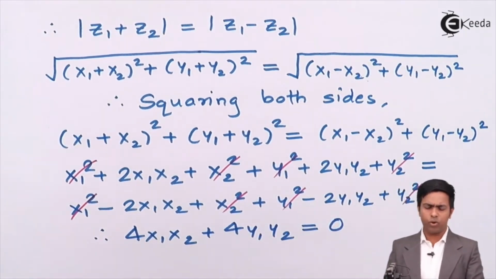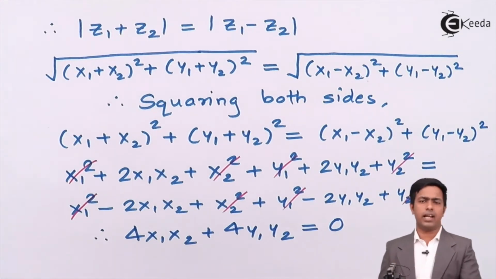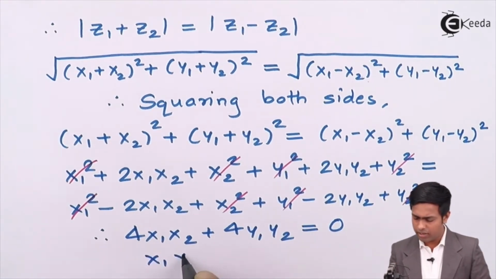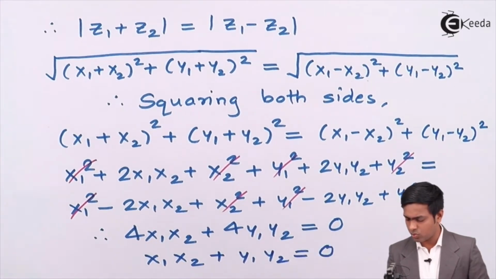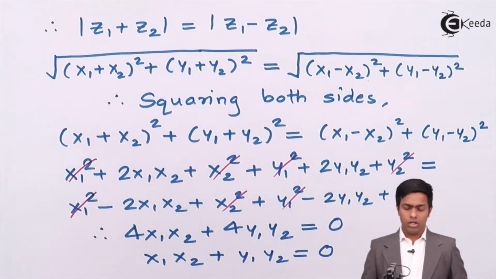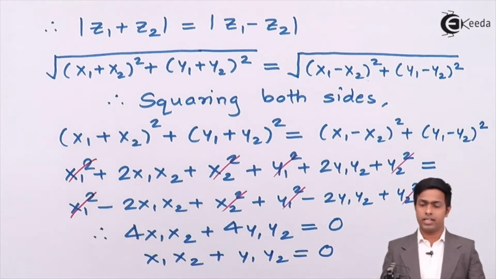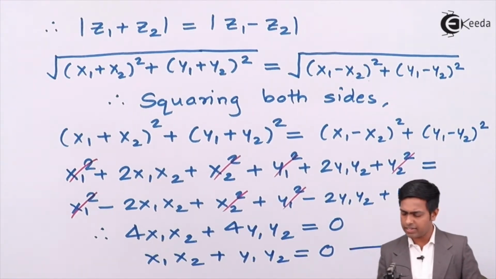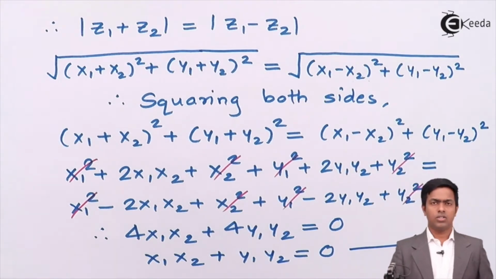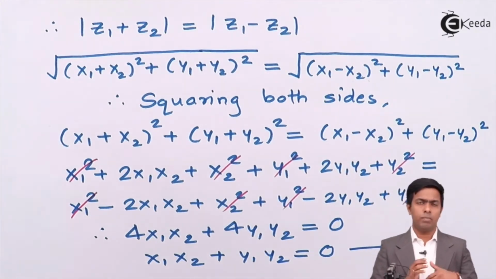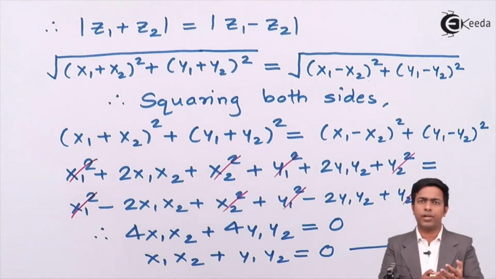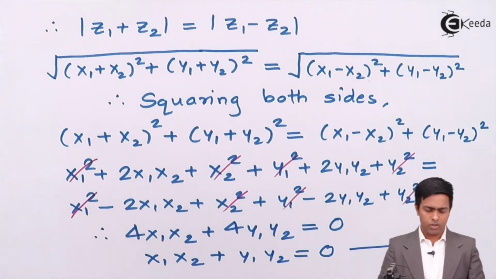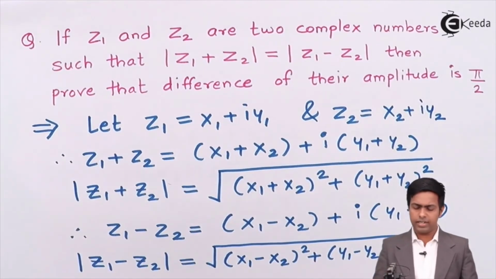Now guys, we can take 4 common, we can set it on the right hand side, and we'll get x1 x2 plus y1 y2 equals to 0. So this is one of the important results that we got, so I'll call this equation number 1. So guys, this result will be helpful to us to prove that the difference of their amplitude is equal to pi by 2. So here let's come to the question.